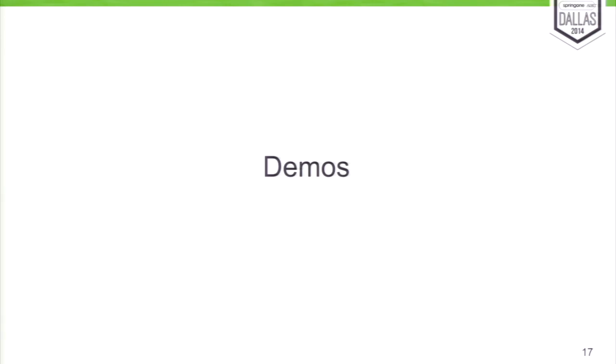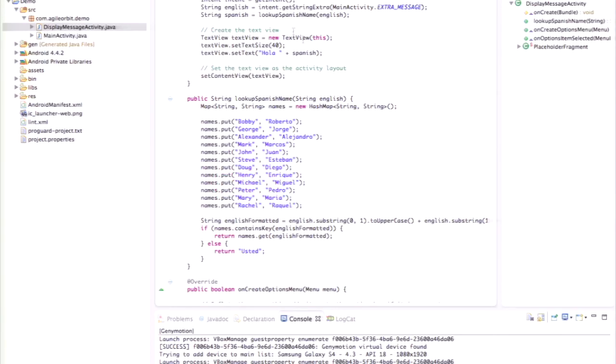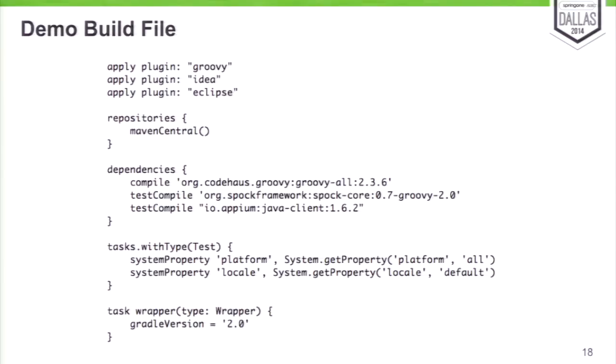All right. So that's all fun, but let's actually get into some code. So the first thing that we're going to do is I'm going to show you a simple demo that we're going to test. Oh, actually, I should have gone forward one more slide. Two more slides. First, this is our demo build file. It's just a straight Gradle build file. We're using 3 plugins, very simple. You can see we have our dependency on Groovy, Spock, and then this is that Java client for Appium.